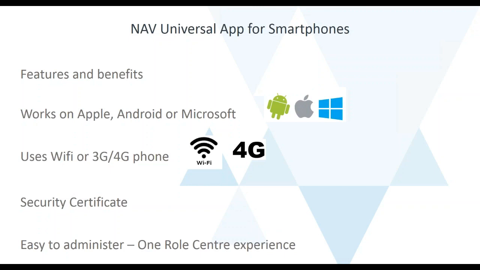So we can run this on an Apple, an Android, or a Microsoft platform. You can connect your device using a Wi-Fi or a 3G or 4G phone network. You need a security certificate installed on the device in order to make it work. And it's very easy to administer because the user just gets the role center that they would get by default when they log in, and they also inherit their permissions.